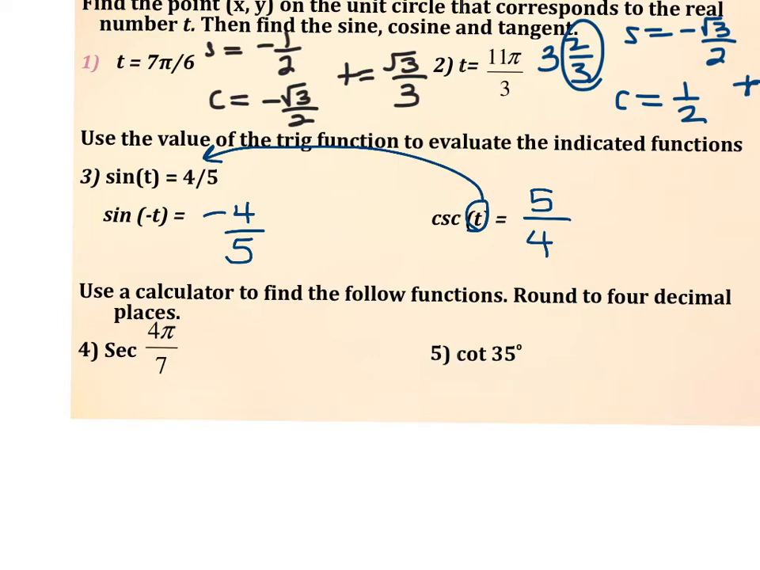Yeah, so the calculator comes into play here, right? Use the calculator to find the following functions and then round to 4 decimal places. The first one says secant of 4 pi over 7. The second one says cotangent 35 degrees. The very first thing you have to look at is: is it in radians or is it in degrees? So the first one is in what?